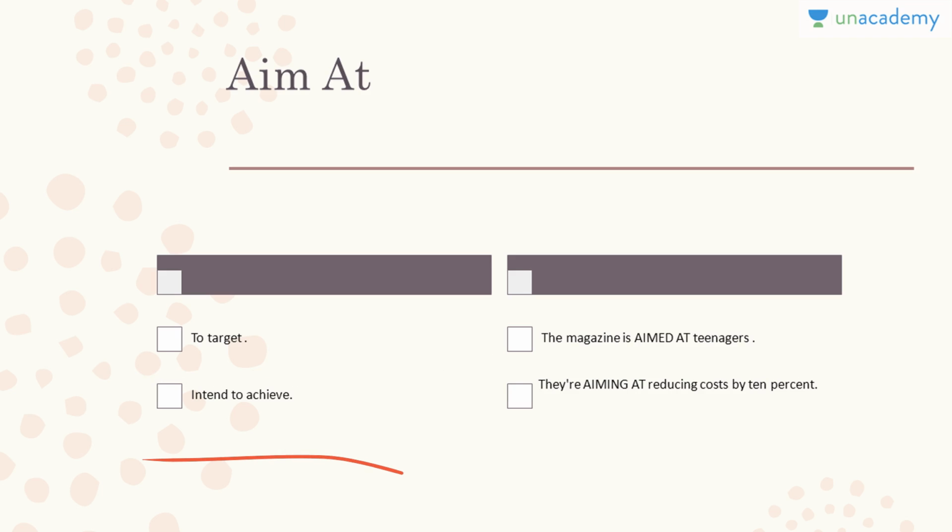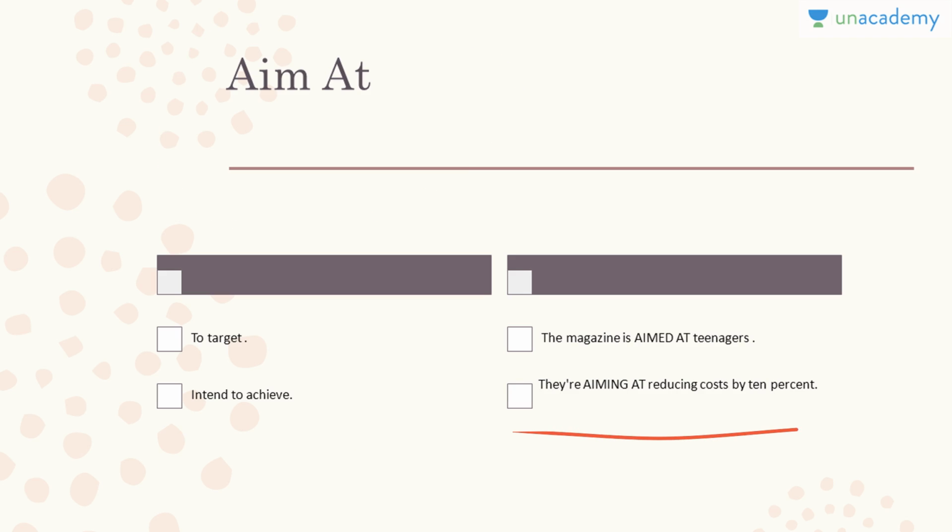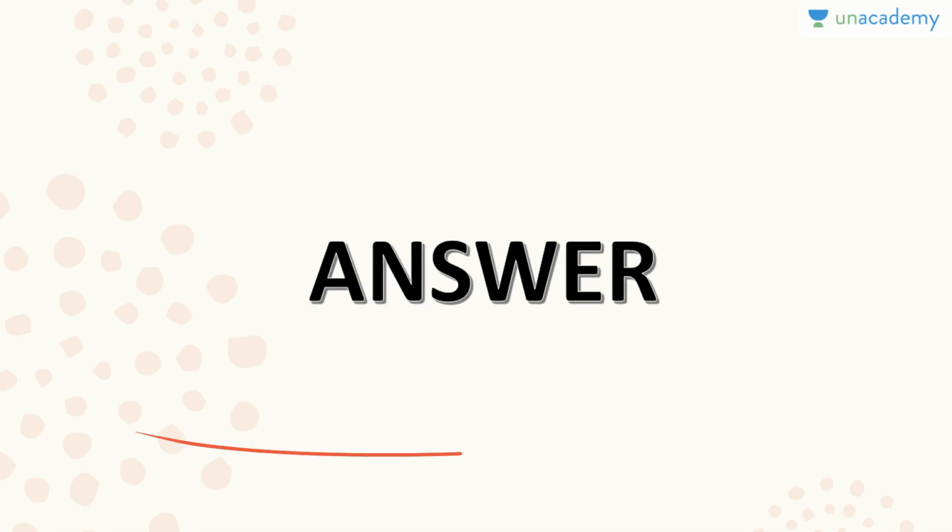Second is intending to achieve. Obviously aim at can be something like that too, right? So intending to achieve, they are aiming at reducing costs by 10%, right? Just probably for the relief of customers or something. So they are aiming at, they are intending to achieve what? The reduction of costs by 10%. So aim at means either to target or intend to achieve, depending on the usage.